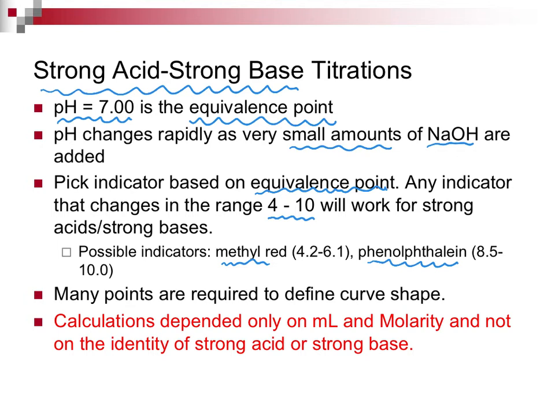If you're doing this in the lab, you need many points. You can't just do 3 and say, done. You have to really do a lot of points. Now, what you might be surprised is these calculations depend only on the milliliters and the molarity and not on the identity, because what you're doing is you are titrating H pluses and OH minuses.